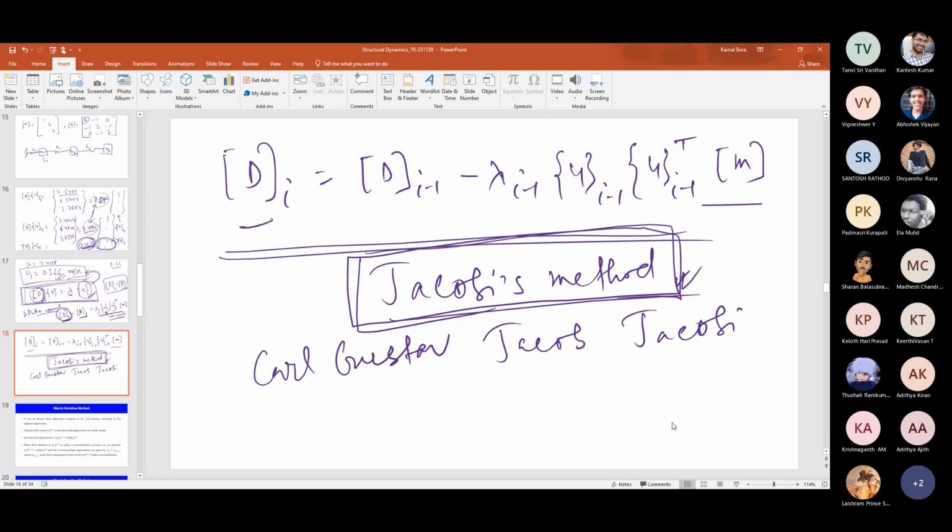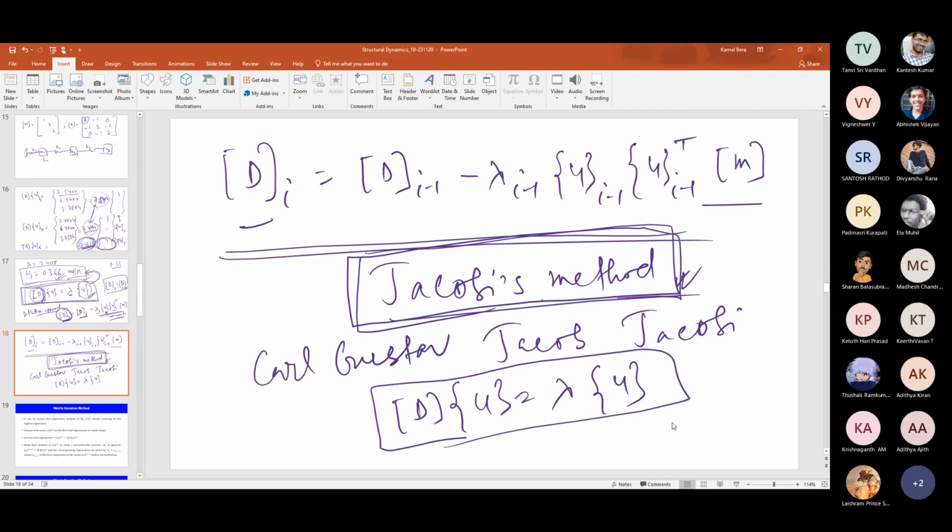But the condition is on your D matrix. D into U equals lambda into U, that is the standard eigenvalue problem. How did you get this? From the general eigenvalue problem, D equals K inverse M, right? So the D matrix has to be symmetric. But in general, although K and M are symmetric, K inverse M is not a symmetric matrix. So D is not symmetric, but to apply the Jacobi method, D has to be a symmetric matrix.